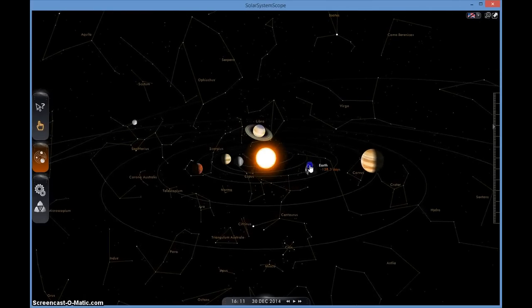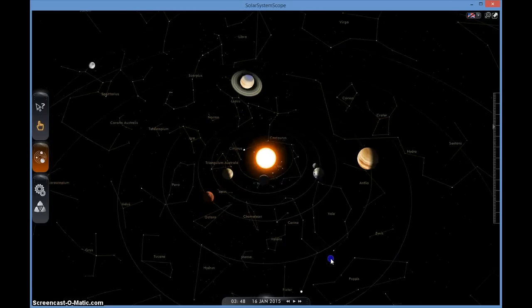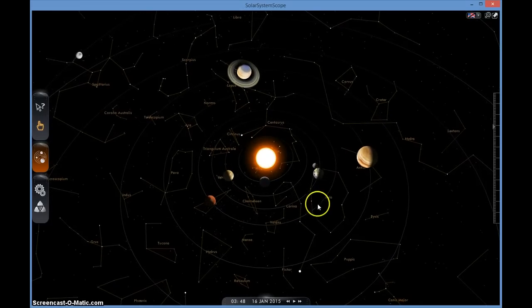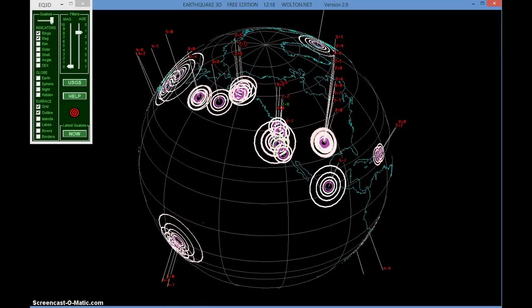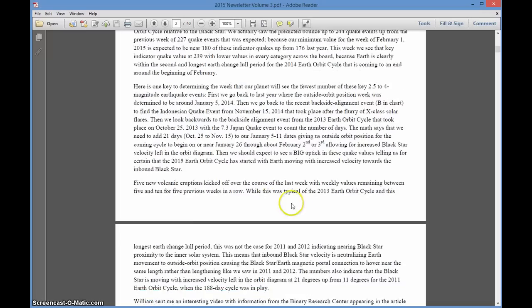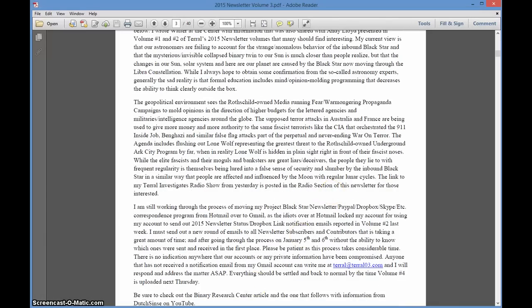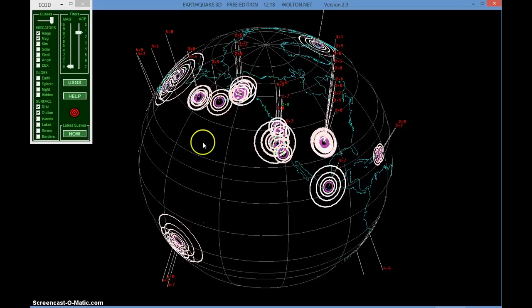We're actually back around here in this area, nearing outside orbit position, the right triangle with the black star. That's where we're at right now. If we want to look at the earthquake 3D, you want to pay attention, I'm highlighting a couple of stories here. Well, I can do that in a second.